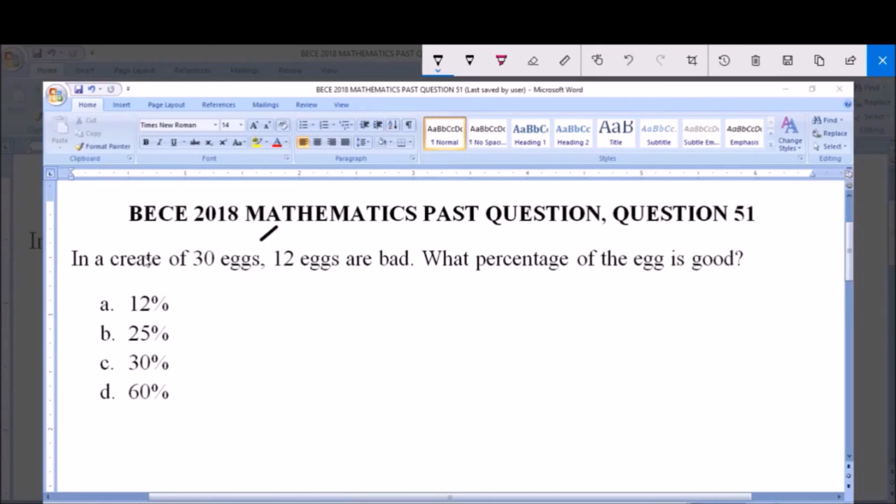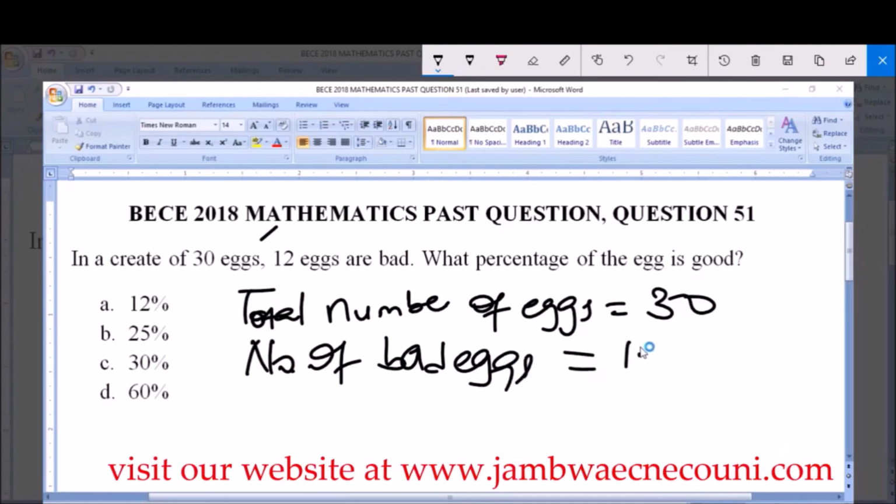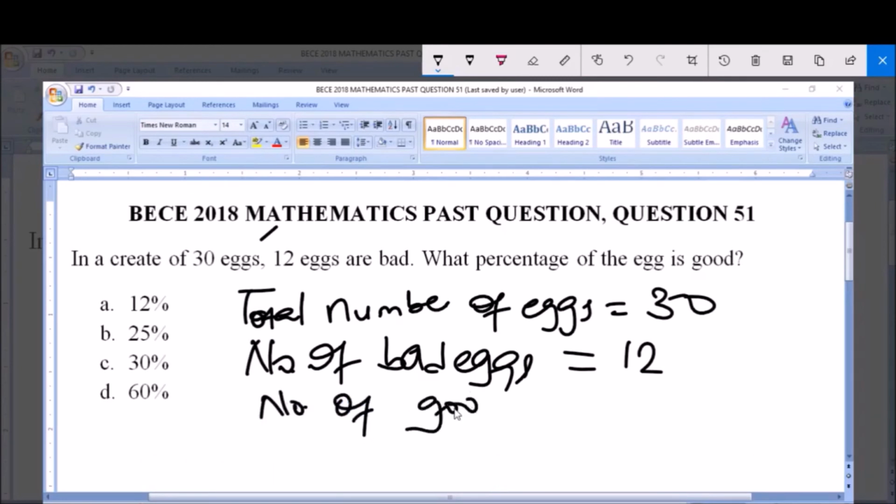Now we're given that in a crate we have 30 eggs, meaning the total number of eggs is equal to 30. Out of these 30 eggs, 12 eggs are bad. So, the number of bad eggs is equal to 12. Now, the number of good eggs will be equal to 30 minus the number of bad eggs, which will give us 18. That means 18 eggs are good.